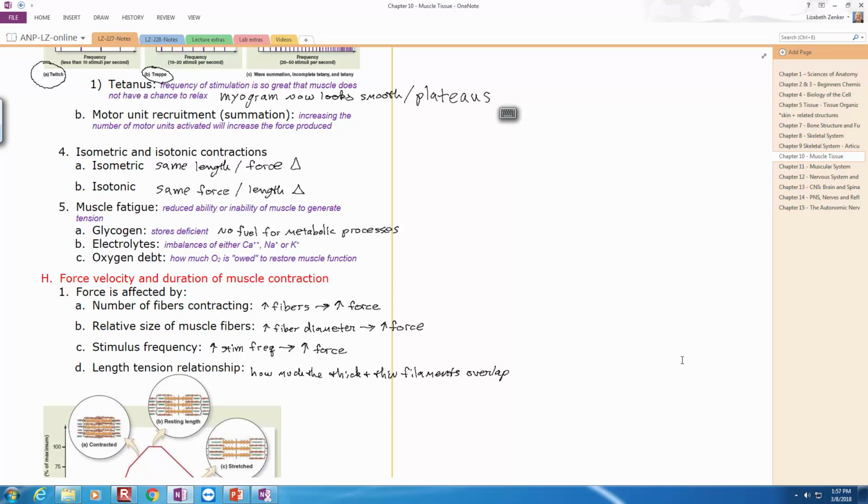There are different reasons why this can happen. It could be due to glycogen. So your stores of glycogen could be deficient. You guys know glycogen is your animal storage of glucose. We need glucose for energy. So if you have depleted that because you used it all up in the exercise or whatever activity you just did, and now you don't have anything to break down for more energy, then that could cause the fatigue.